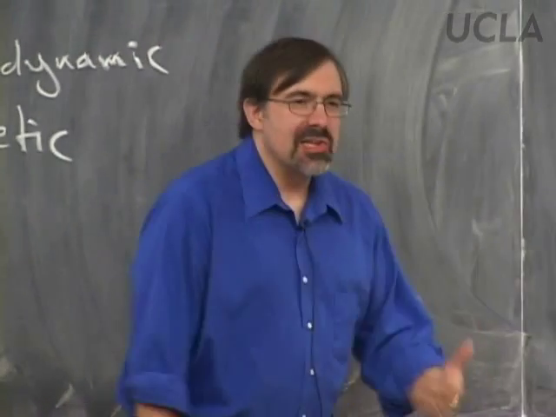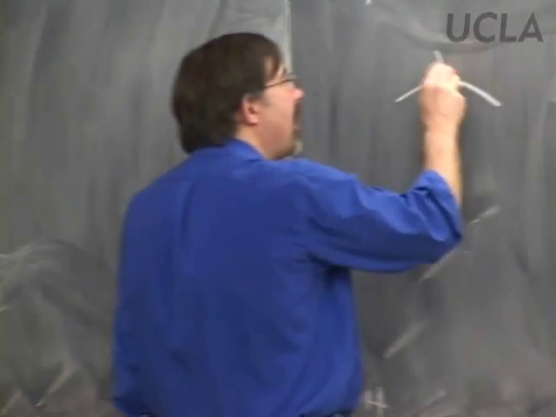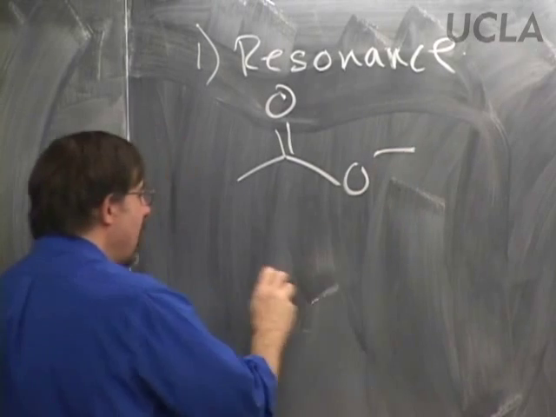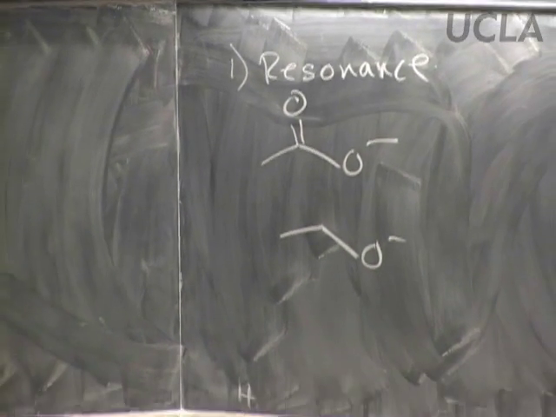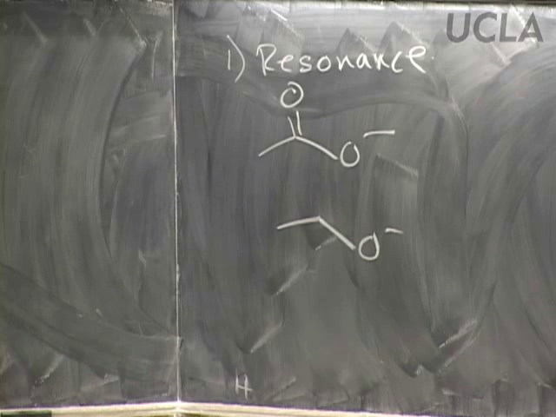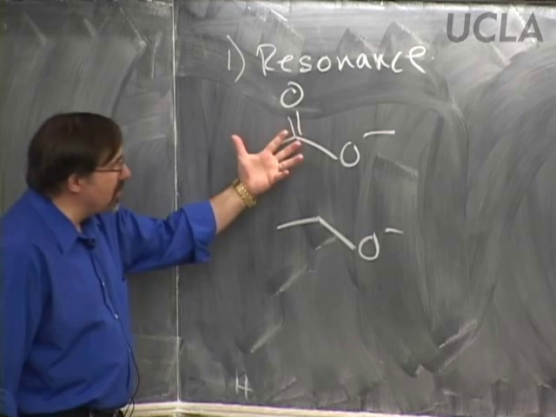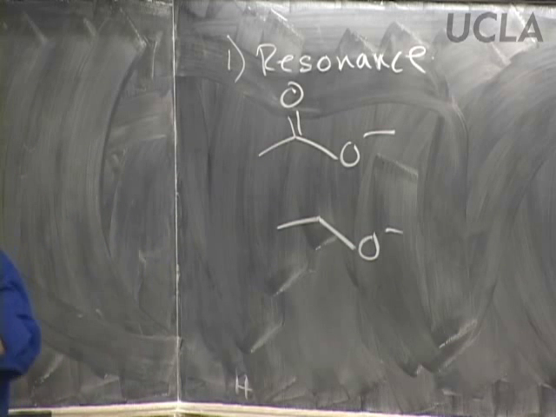All right, resonance. Let's compare an example. Let us compare acetate ion versus ethoxide ion in terms of nucleophilicity. We're going to figure out which is the better nucleophile. Well, to look at any property and how structure influences it, we have to have a good indication of exactly what the structure is.